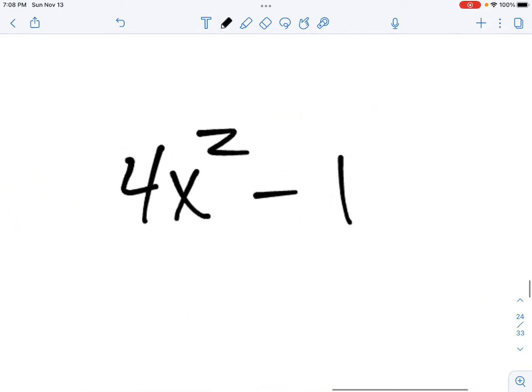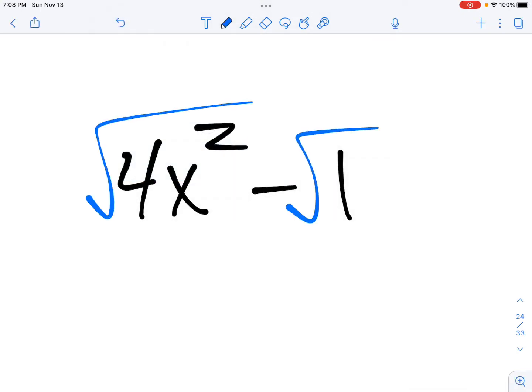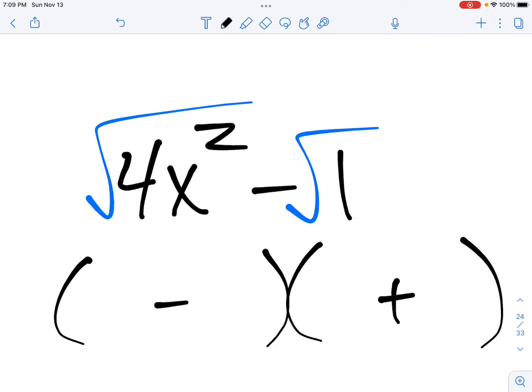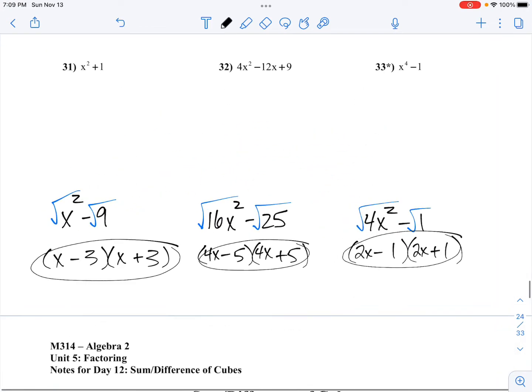One more. Again, I see two things. I'm going to square root. I'm going to have two different parentheses, one of them with a minus, one of them with a plus. When I square root 4x squared, I square root 4, I get 2, and keep the x with it. And don't forget about the 1. When you square root 1, you just get 1. So there's our answer for that one. That's a review. That's how to do squares.